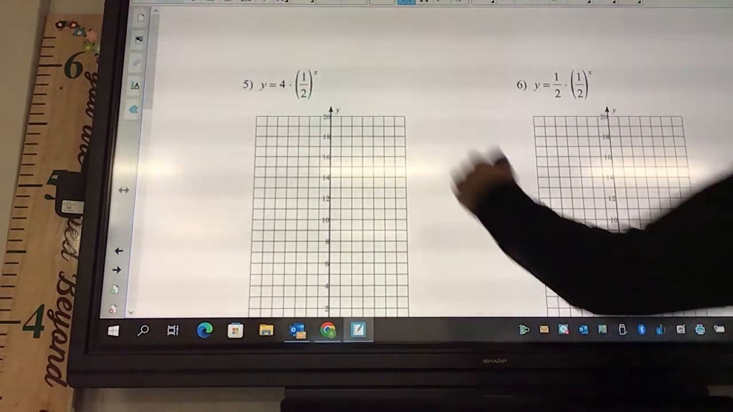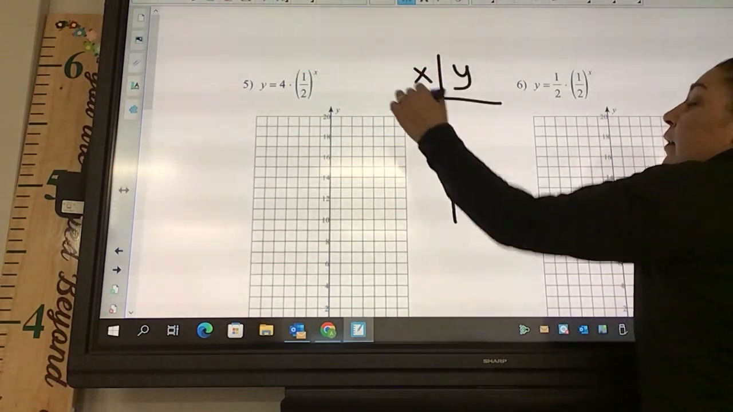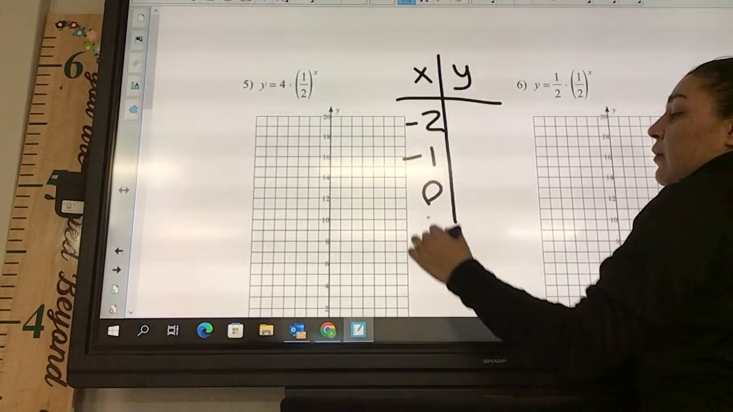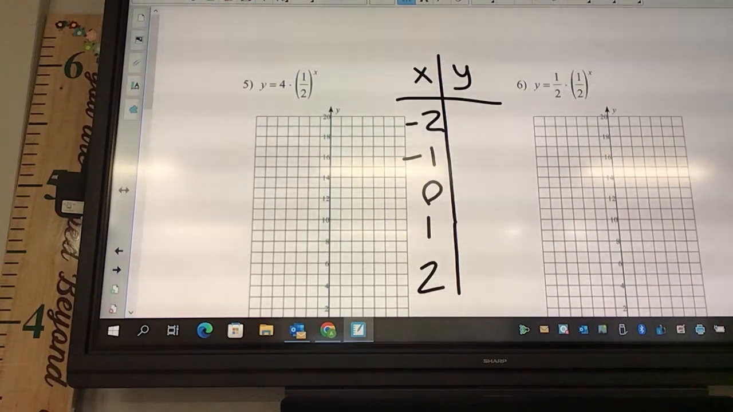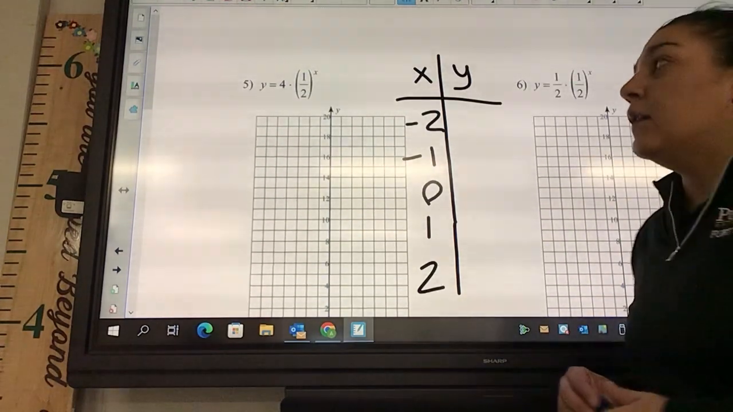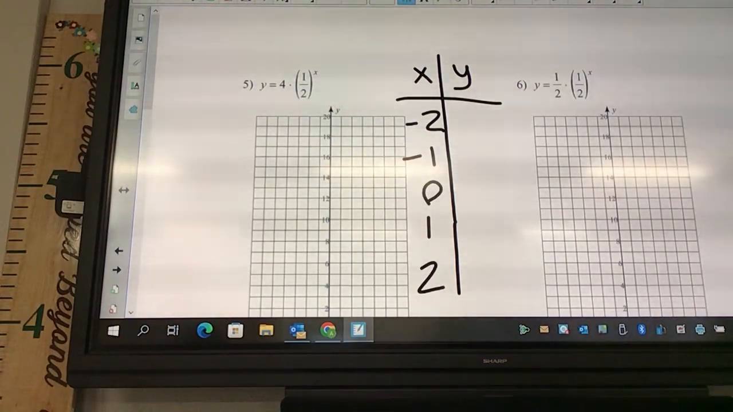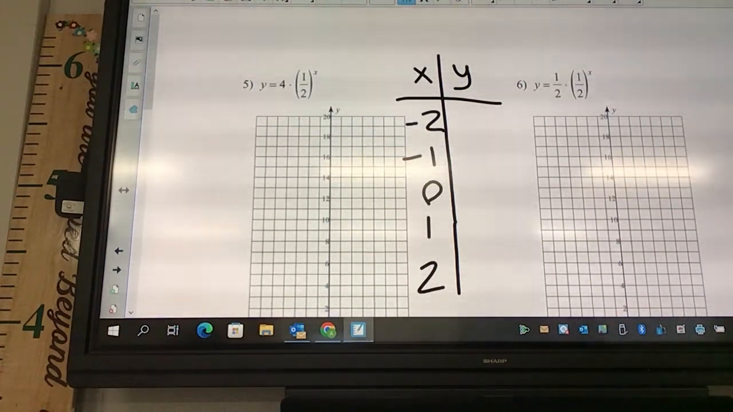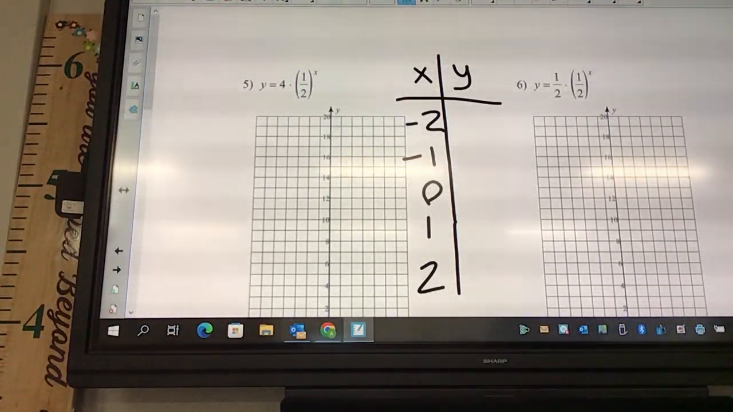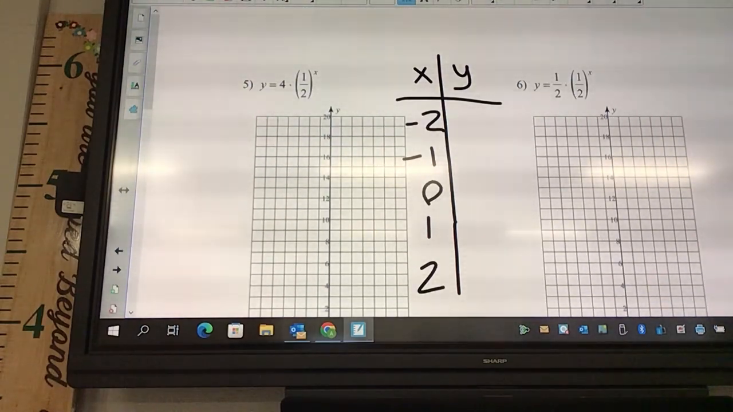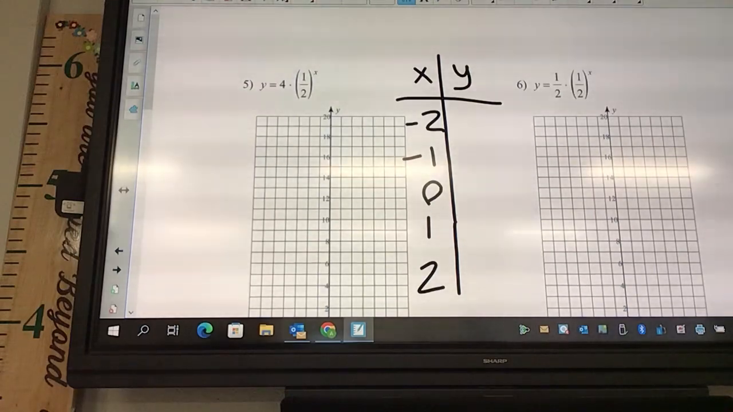Okay, look at 5. We're going to say x, y. Negative 2, negative 1, 0, 1, and 2. Okay, and then on your calculator, you're going to type in 4 times your fraction button. And then you're going to say that 1/2. Then you're going to hit that power button, hit that over and then that power button, and you're going to run through the numbers. Negative 2, negative 1, 0, 1, and 2.